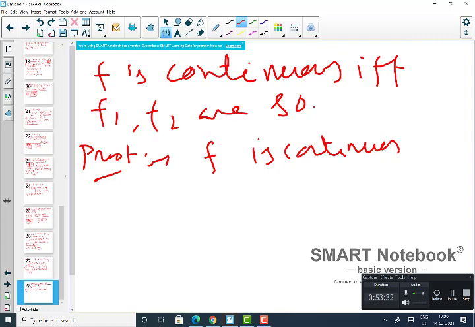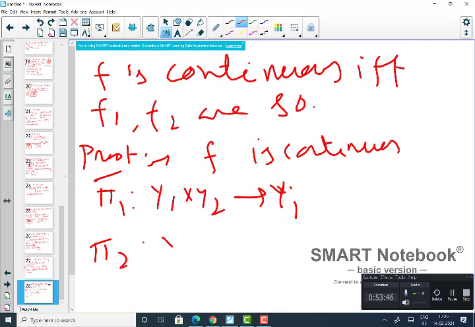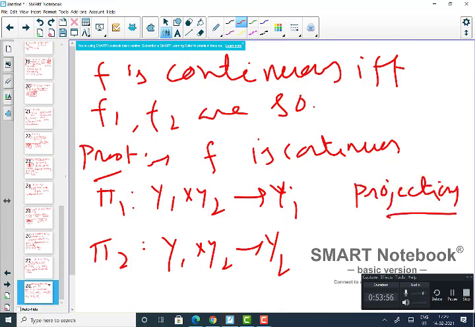Let me define the projection map, say pi 1 from y1 cross y2 to y1. That I already did, I think, when we talked about product topology. And pi 2 from y1 cross y2 to y2. Okay, so these are projections, and we know that projection maps are open maps already, we know this also.